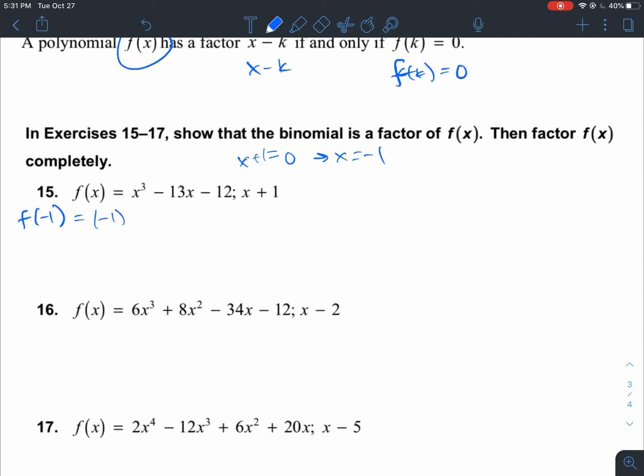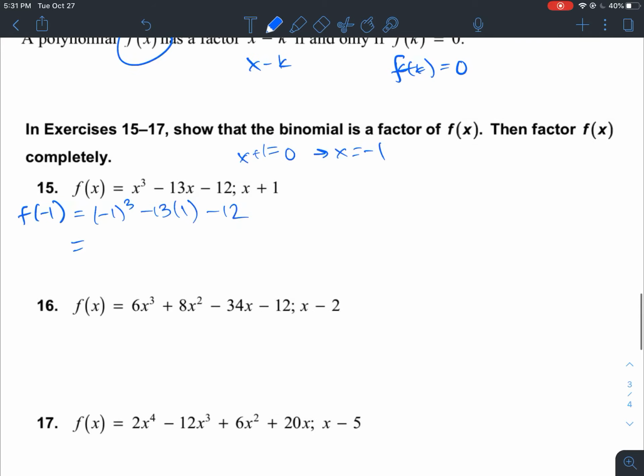Okay, so if we plug that into the function, f of negative 1, well, we get negative 1 cubed minus 13 times negative 1 minus 12. Negative 1 cubed is negative 1, and minus 13 times negative 1 is positive 13. So positive 13 and negative 12 is positive 1, so I have negative 1 plus 1, so it's equal to 0. Okay, so I have proven from the factor theorem that this is a factor of this.